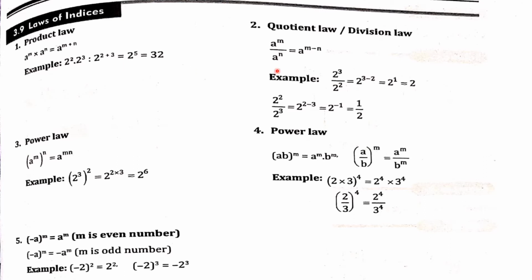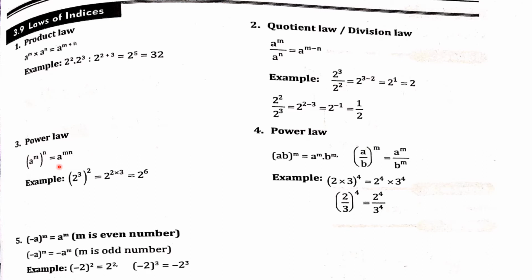When it comes to the quotient law or division law, a to the power m divided by a to the power n is equal to a to the power m minus n. Whenever you have a division, you subtract the powers. So 2 cube divided by 2 square is equal to 2 to the power 3 minus 2, where you get 2 to the power 1, that is 2.